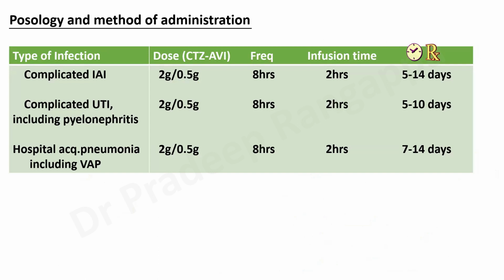Okay, now what is the dosage of this? So for all the complicated intra-abdominal infections, complicated UTI or hospital-acquired pneumonia or VAP, the dosage is very simple. It is 2 grams of ceftazidime and 0.5 grams of avibactam. So 2.5 grams is what is given 8-hourly as an infusion over 2 hours. Like any other antibiotic, you would give it for a week, or maybe a bit longer if you have issues with source control and so on and so forth.